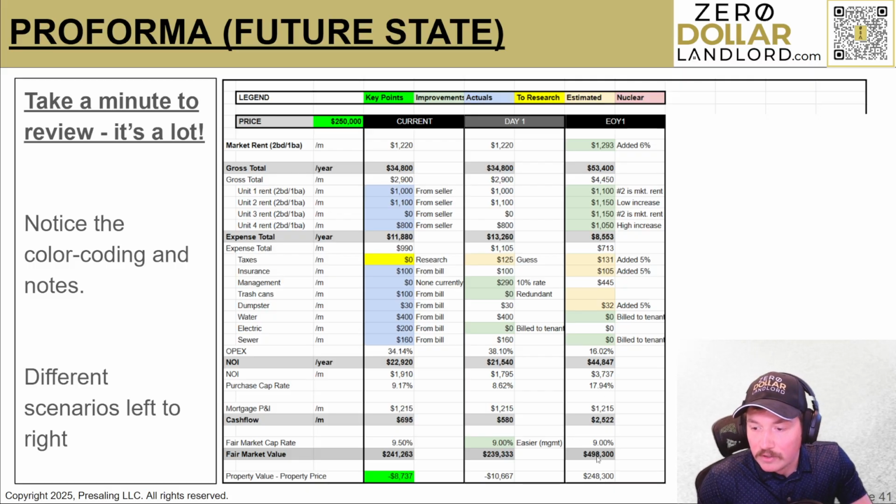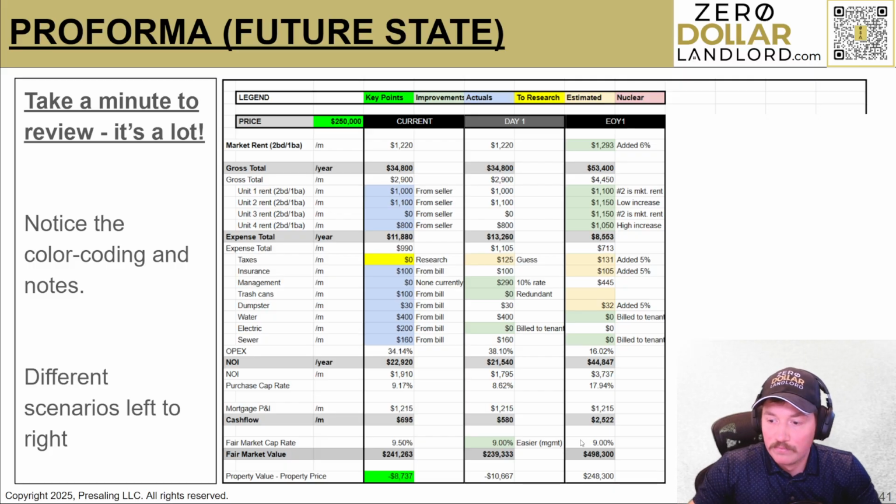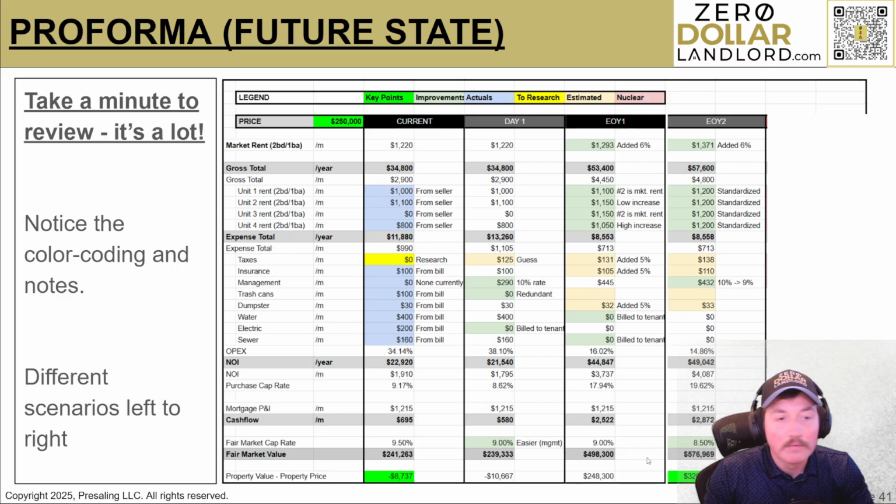So that means our property would then shoot up to about $500,000. In one year, we just doubled the value of the property in this scenario. So that's about $250,000 profit. Pretty easy. And then we do it again in year two.